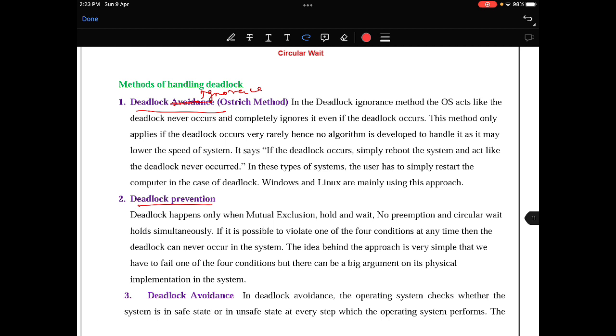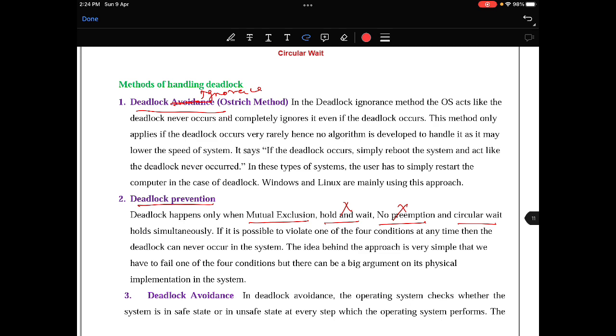Next one is deadlock prevention. Prevention is better than cure, you must have heard. So what we will try to do is this: you have already learned that for a deadlock to occur, four conditions should be true. That is mutual exclusion, hold and wait, no preemption and circular wait. If all four conditions are true, then only deadlock will occur. So if we make any one condition false, then deadlock will not occur. So this is deadlock prevention.